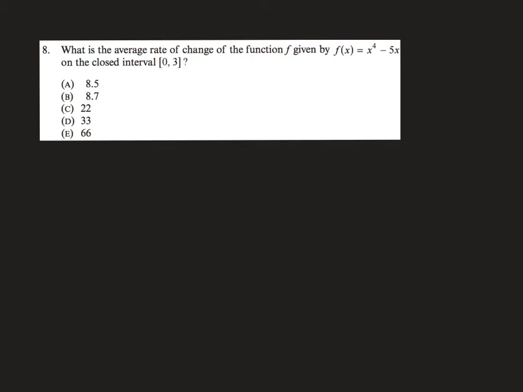Given that f is x to the fourth minus 5x on the closed interval [0, 3]. So remember that the average rate of change of a function is going to be given by basically the old school slope formula. So we need (f(b) minus f(a)) over (b minus a). We're finding the slope of the secant line that connects those 2 points.